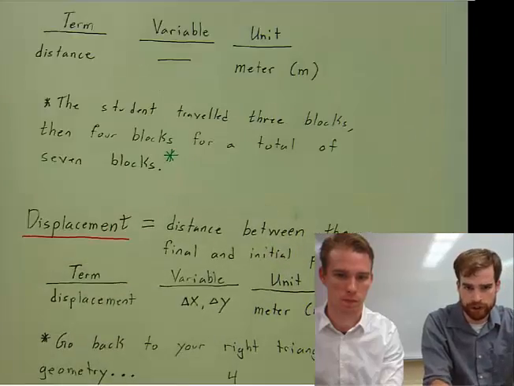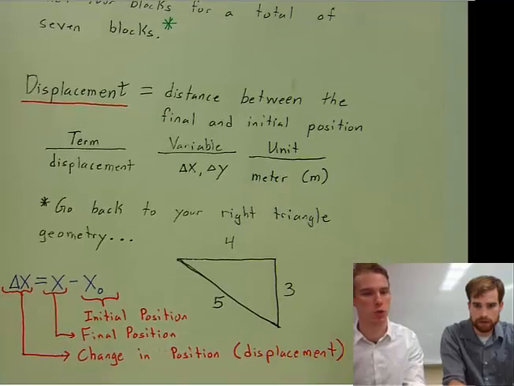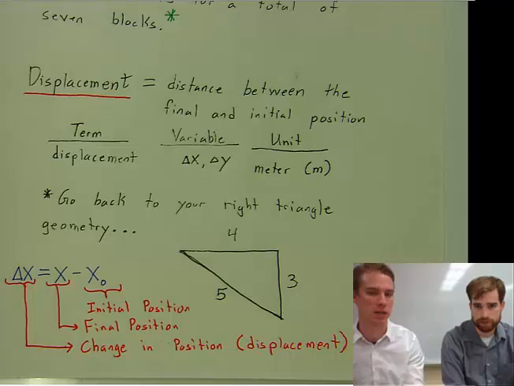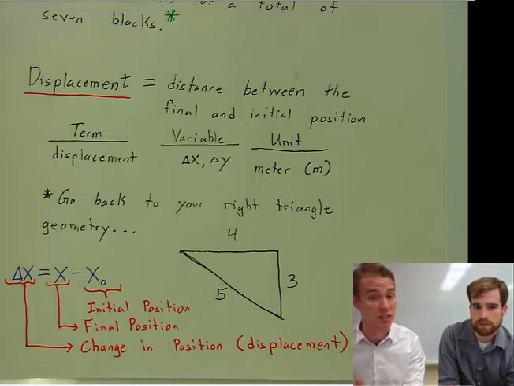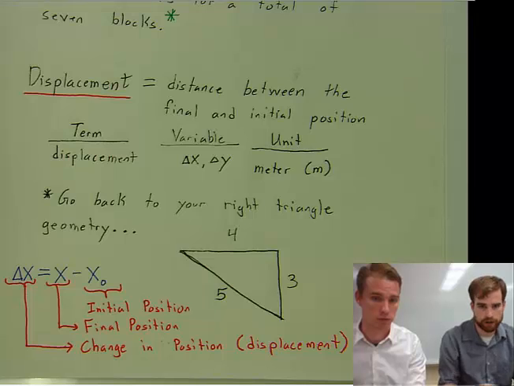Displacement is where we start to get tricky. So displacement is the distance between the final position and the initial position. So with displacement, we get a variable as delta x and delta y. Really just delta x horizontal, delta y vertical. Same unit as distance, a meter. And then we have to go back to our right triangle trick.